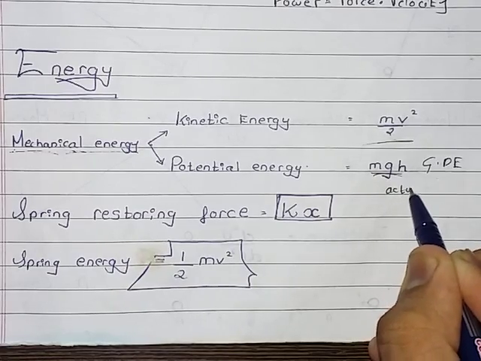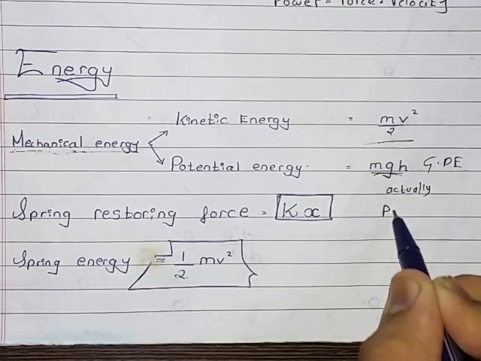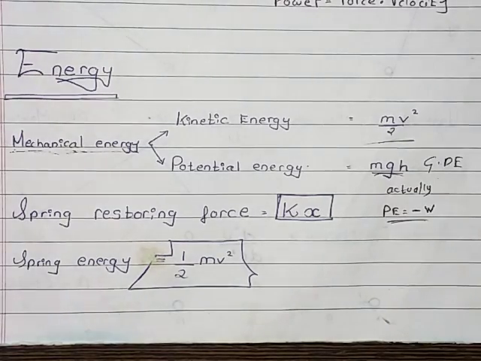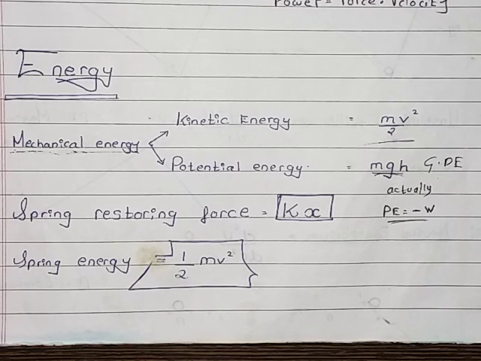Actually, potential energy equals minus of work. This is the real formula for any potential energy. Learn it, whatever you do. It is the negative of work. Potential energy is the negative of work.